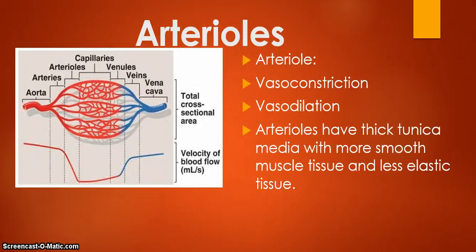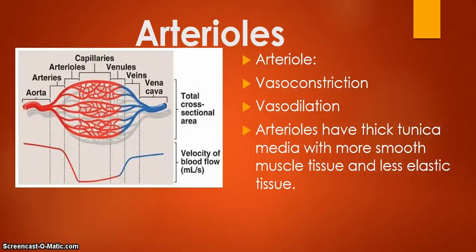Next we're going to go on to the arterioles. An arteriole is a small branch of an artery that leads to a capillary. The oxygenated oxyhemoglobin makes the blood in arterioles and arteries look bright red.